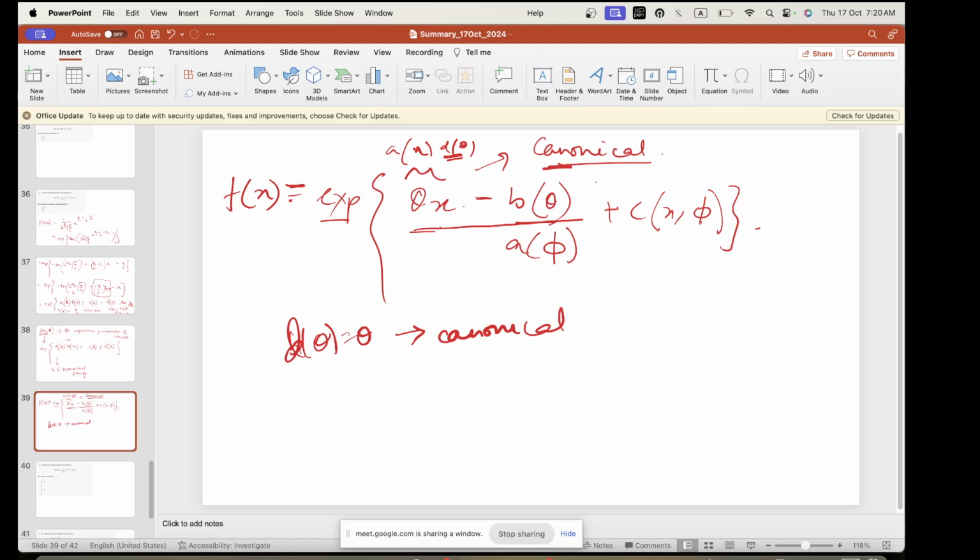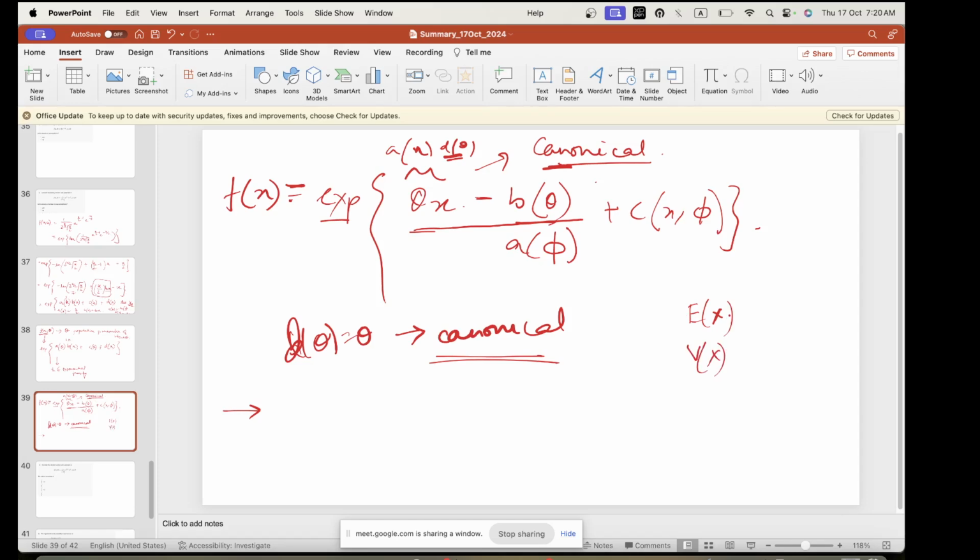So one easy way to check this would be to just pick any random distribution where we already know that it's in its canonical form, and then apply this formula and check whether the expectation and variance, whatever they have mentioned, are matching or not.